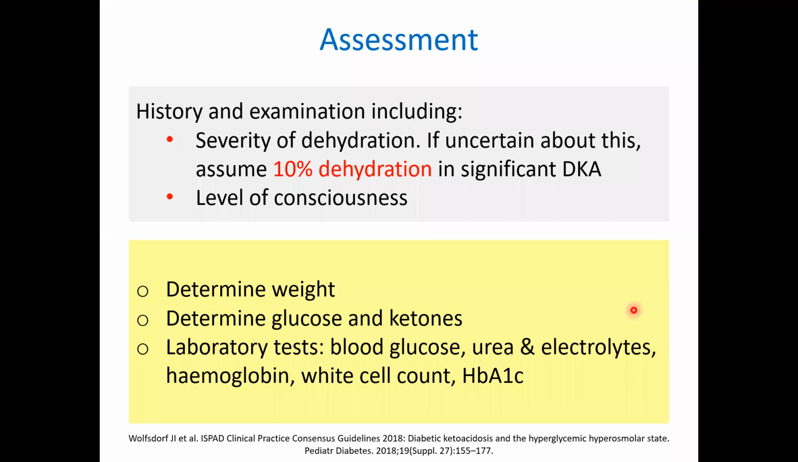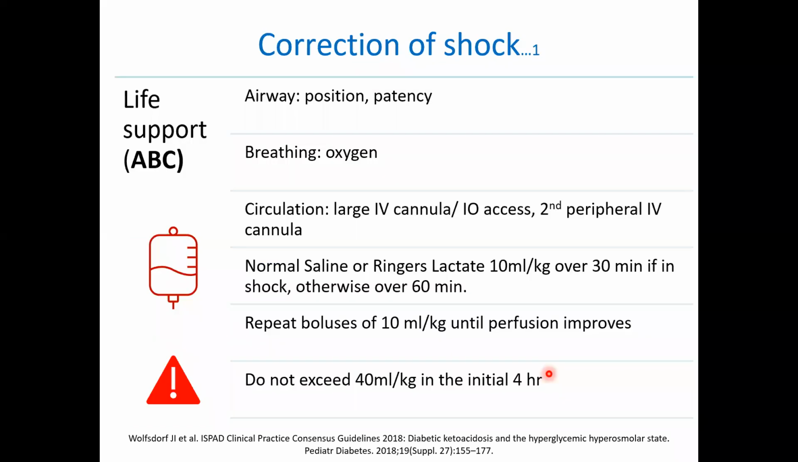And of course, it's important to get the weight. Always take the weight of the patient. Don't use an old weight, a previous weight, but get the current weight. And of course, take laboratory samples for emergency investigations, including urea and electrolytes.